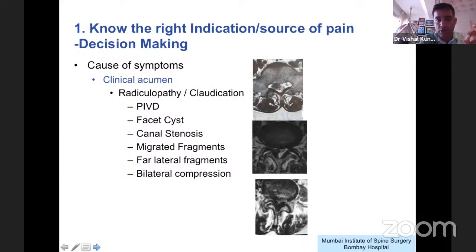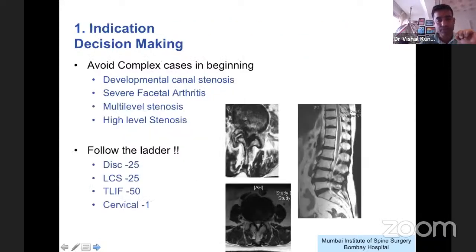So you must be absolutely sure about the source of pain, and your target of surgery should be clearly defined to have a targeted surgery going successful in anybody's hands for that matter. So number one, know the cause of the symptom and have your indications absolutely right.